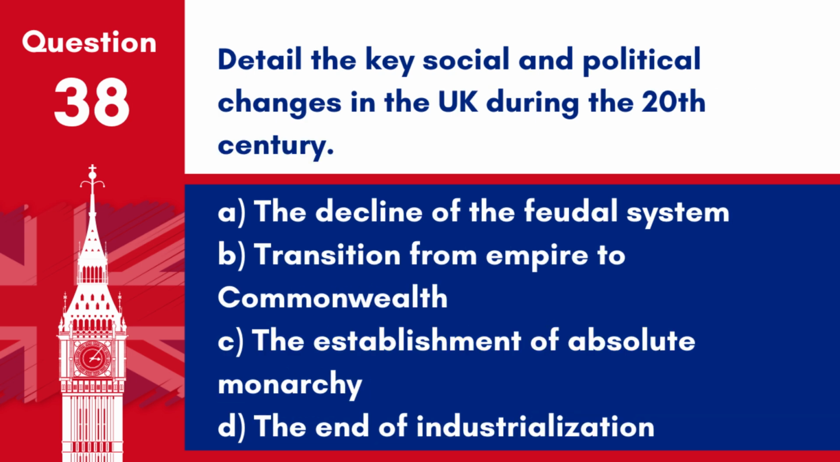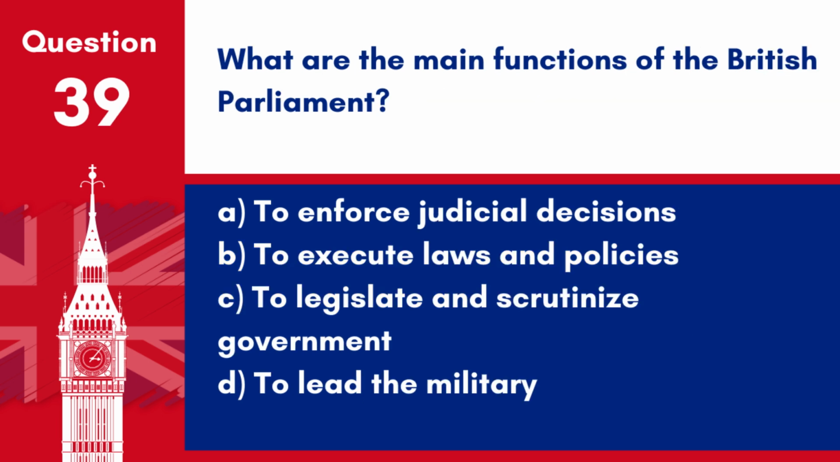Question 38. Detail the key social and political changes in the UK during the 20th century. A. The decline of the feudal system. B. Transition from empire to Commonwealth. C. The establishment of absolute monarchy. D. The end of industrialization. Answer: B. Transition from empire to Commonwealth. Key social and political changes in the UK during the 20th century included the transition from an empire to a commonwealth of nations.